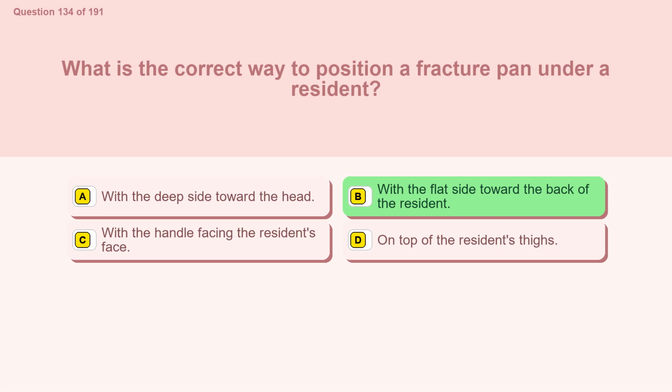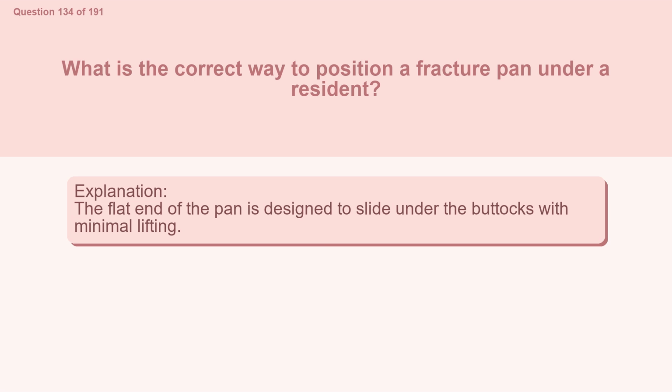The correct answer is option B. With the flat side toward the back of the resident. The flat end of the pan is designed to slide under the buttocks with minimal lifting.